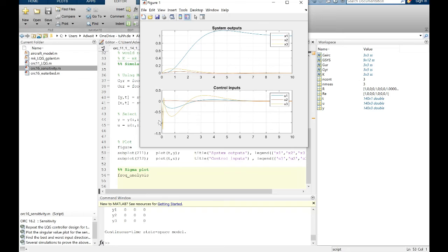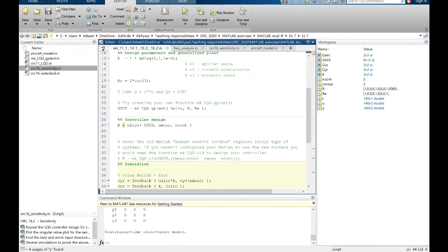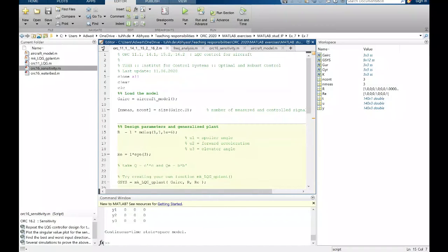The constraint on u3 was that u3 should be less than 20. This is far less, so we could perhaps get some more control action by reducing r. So I now try r as 1e minus 3. Note here that we're already penalizing u3 much lower than the other two channels.